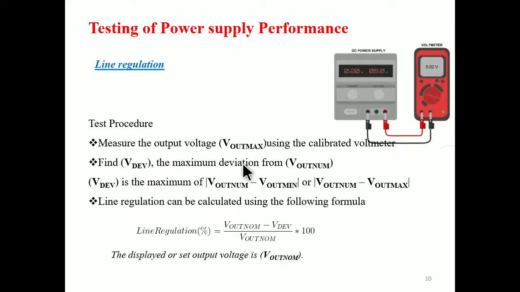After that, find the V deviation, that is, how far it has deviated. What is the formula to find the V deviation? It is V out nominal minus V out minimum, or V out nominal minus V out maximum. After calculating the V deviation, we can go with the line regulation formula: (V out norm minus V deviation) divided by V out norm, multiplied by 100, in terms of percentage. As we know, the line regulation in terms of percentage should be 0.01. This is one important parameter in the testing process.